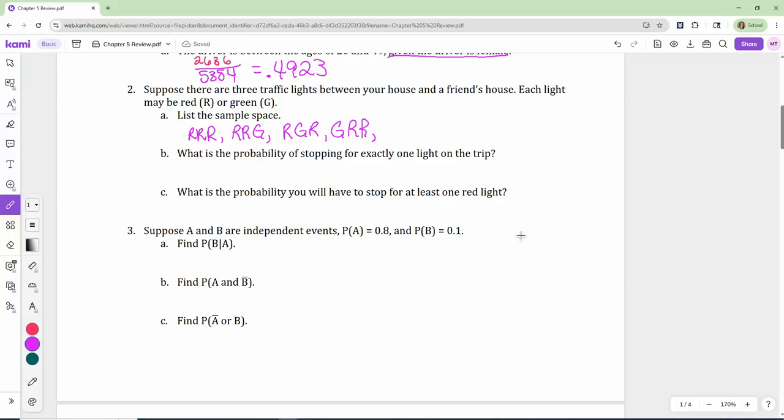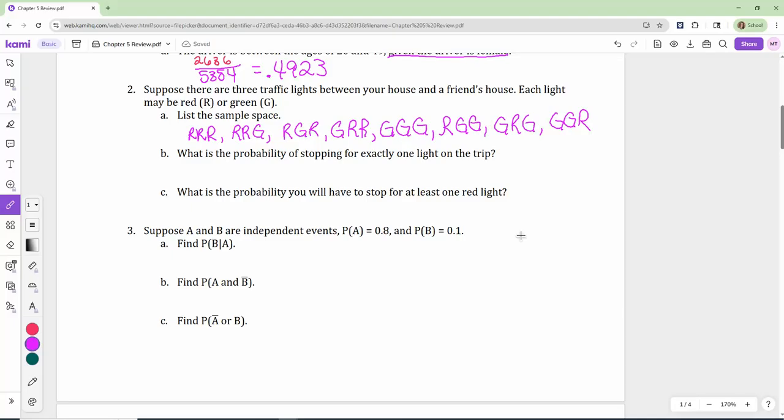What else would I have? All these. Mm-hmm. Okay. Red, green, green. I need all the combinations with 2 greens and 1 red. So red, green, red, green, red, green. Green, green, red. That's every combination I could get with my lights.